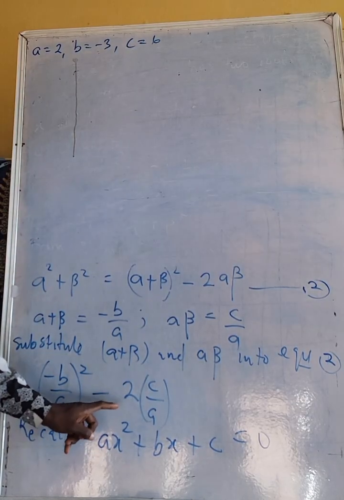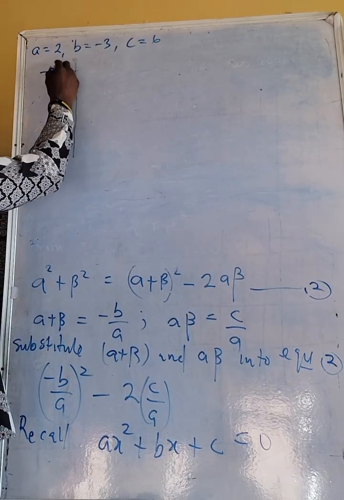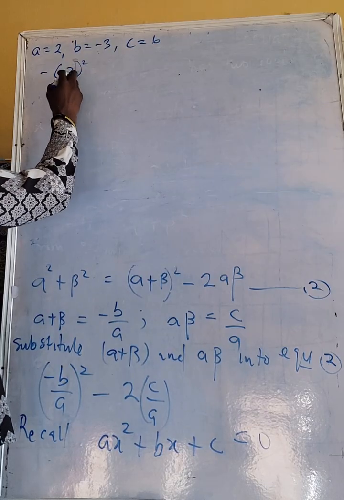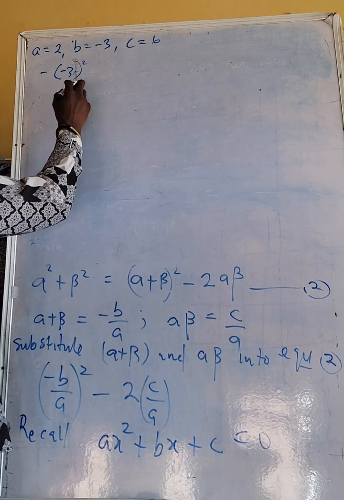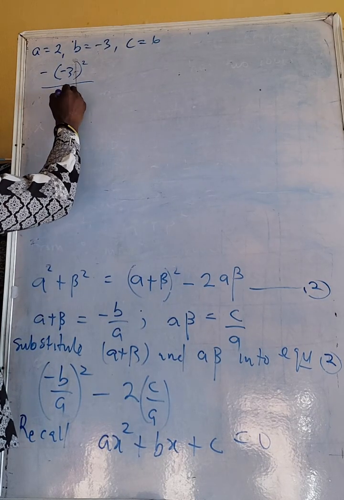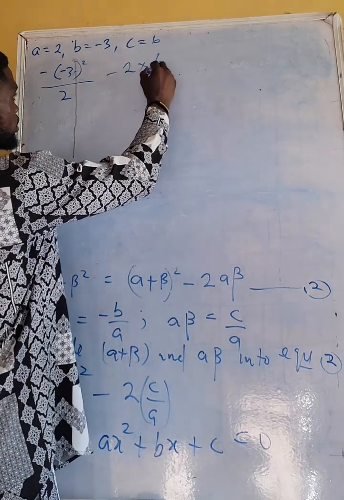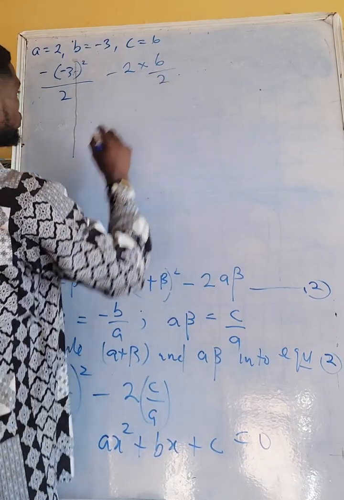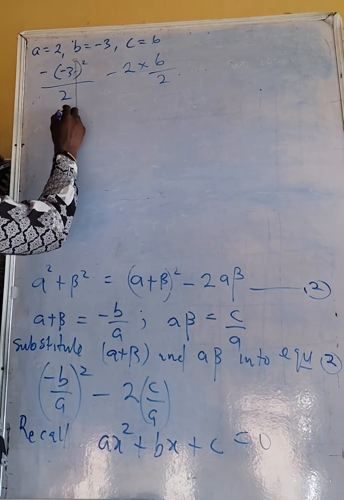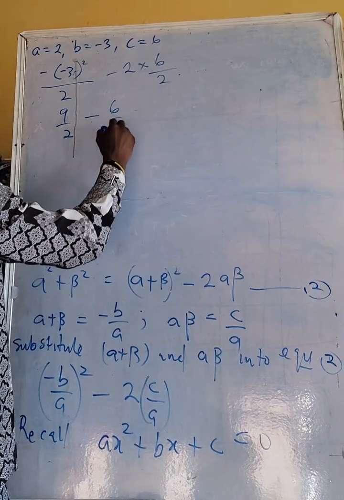So we are going to put it into this equation here. If we do that, we have minus b, which is minus of minus 3, all square over a, which is 2, minus 2 times c, which is 6, over a, which is 2. So minus times minus will give you plus. So 3 square will give you 9 over 2, minus 2 can cancel 2, we have 6, which we can call over 1.